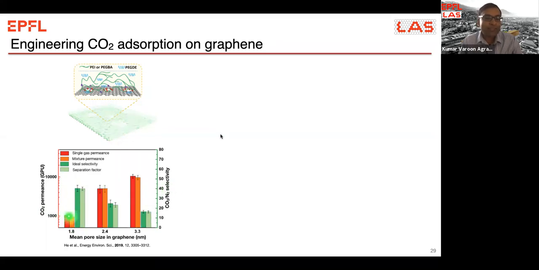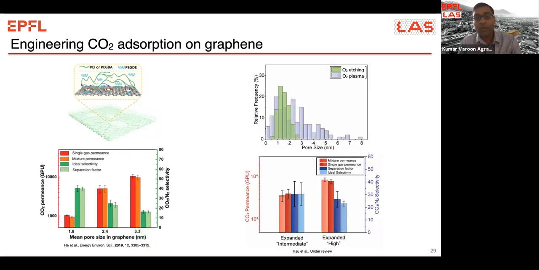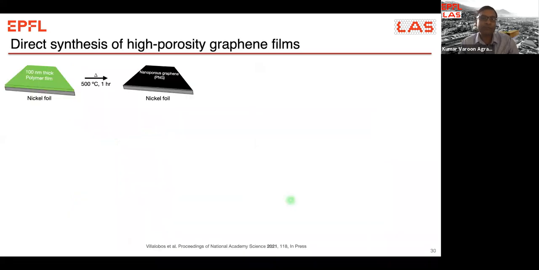What we saw is that as we increased the porosity in graphene by going to a higher pore size, the permeance goes up and the selectivity goes down, because now you have much fewer small pores at the start of the pore size distribution, which would sieve CO2 from nitrogen. More recently, we have further improved on this method. These pores were generated by oxygen plasma, where you get a much broader pore size distribution. More recently, we have been able to make these pores by ozone, where you get a much narrower pore size distribution, and we could further enhance the selectivity and permeance of these membranes.